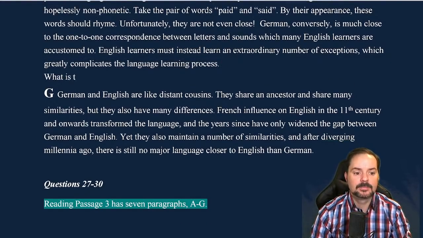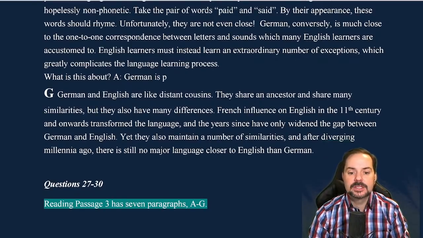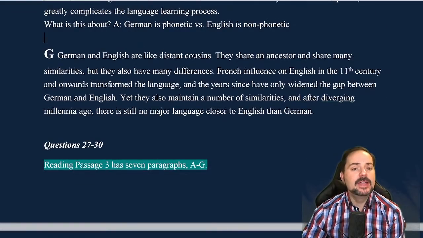So, what is this about? Answer: German is phonetic versus English is non-phonetic. So differences in pronunciation. Okay. All right, one more paragraph.